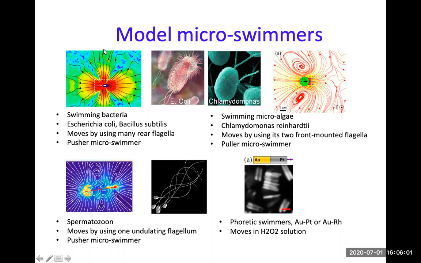Which the streamlines, you see they come in more or less in the middle of the swimmer, and they come out at the front and back, right? And because this type of swimmer pushes itself forward using the flagella, it's the so-called pusher swimmer, right? So it's a prototype pusher swimmer.